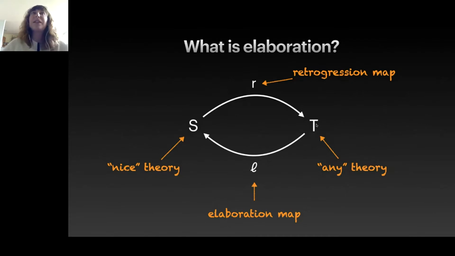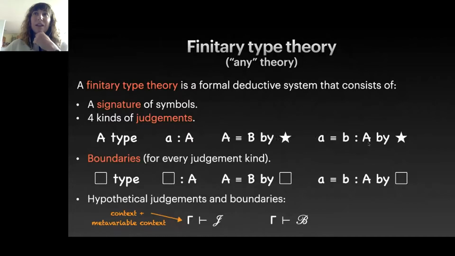What do we mean when we say finitary type theory? It's a formal deductive system that consists of the following things. First, we have some sort of a signature of symbols, and we have four kinds of judgments. That something is a type, that we have a term of a certain type, that two types are equal, and that two terms are equal at a certain type, A here. Here I have these by-star things. The usual way to present it would be without these stars. They're sort of a dummy argument of this judgment.